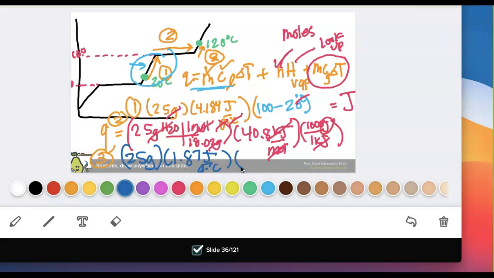And then delta T. So now let's be careful. That belongs to my third arrow only. So the final temperature of my third arrow is 120. Minus, where did my third arrow start? Be careful. What temperature, right here, did this start at? 100. Is that right?